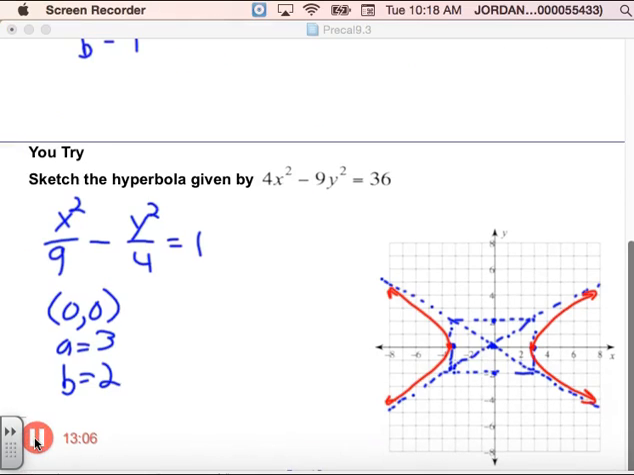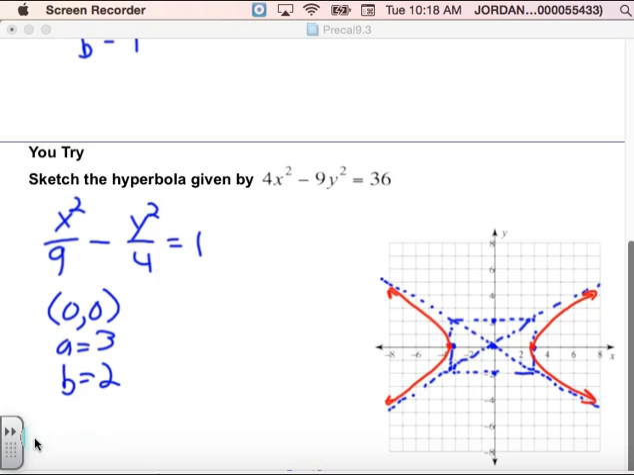When we divide by 36, we get x squared over 9 minus y squared over 4 equals 1. So then you can identify your center, of course, 0, 0. A is the square root of 9, which is 3, and B is the square root of 4, which is 2. Remember, A comes from the positive fraction. So when we plot our center, 0, 0, I go 3 on the x-axis, because we got A from underneath x squared. So 3 to the right and 3 to the left give us our vertices, and then 2 above and 2 below the center give us the points to draw our box.